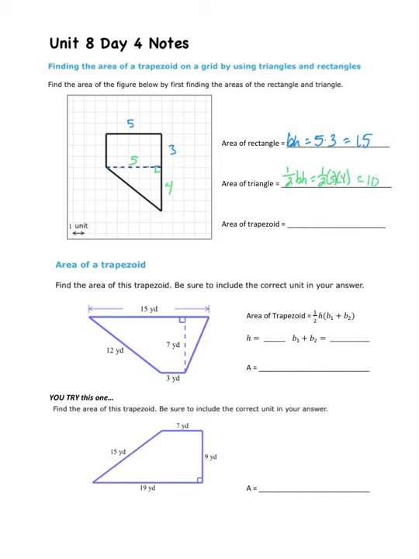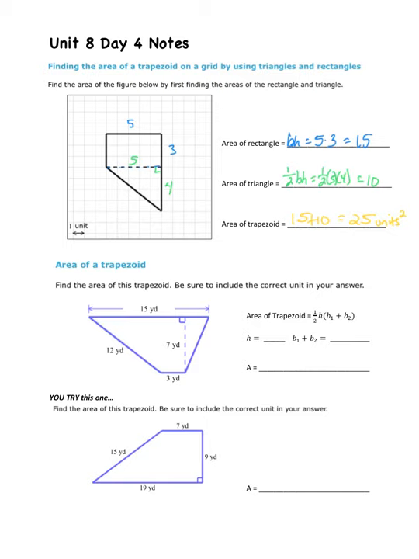So the area of the trapezoid, the entire figure, is going to be 15 plus 10 equals 25 units squared. So you can find the area of a trapezoid by making two shapes, if you're lucky. Now we're going to talk about using the formula to find the area of this trapezoid.